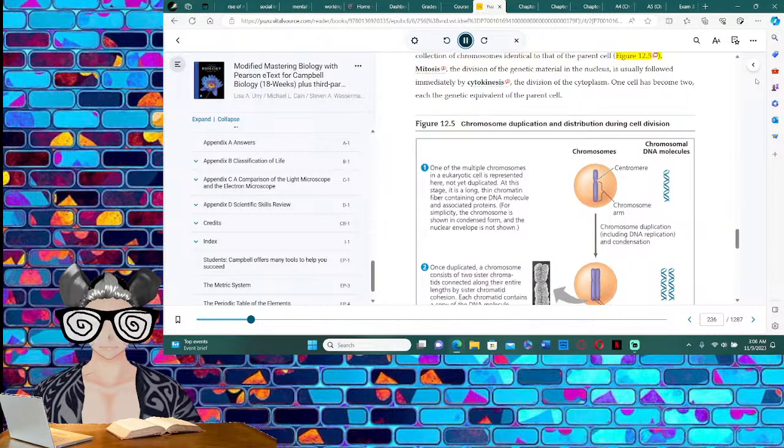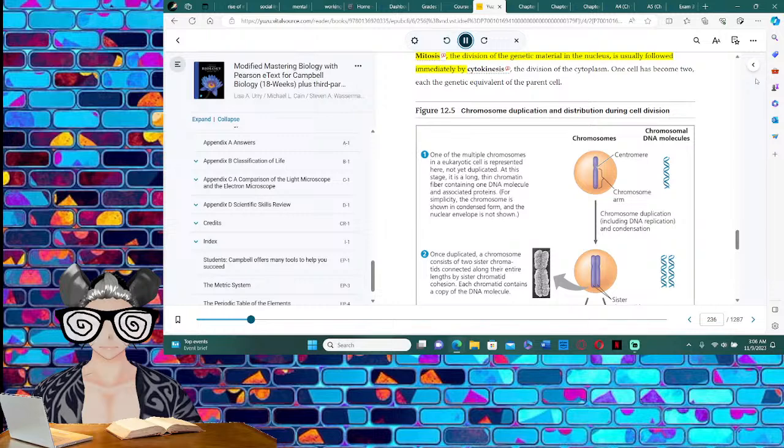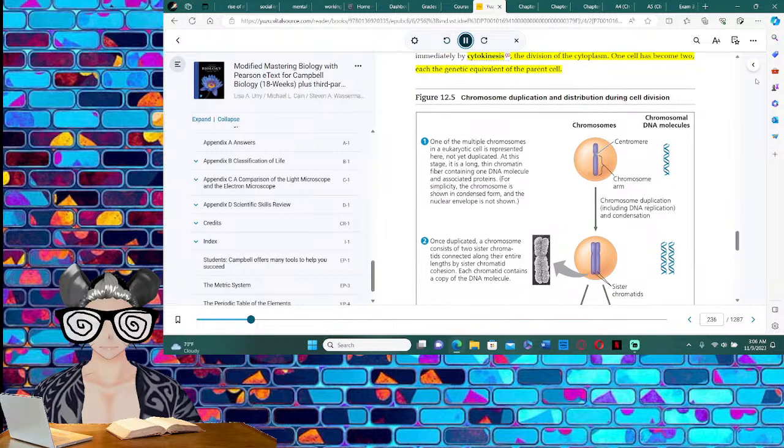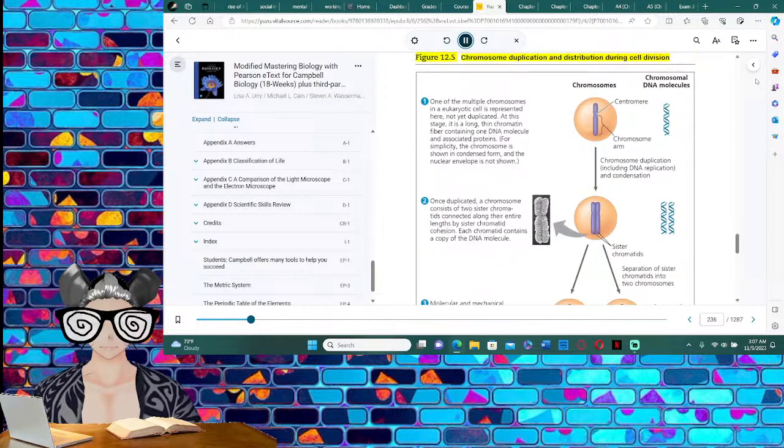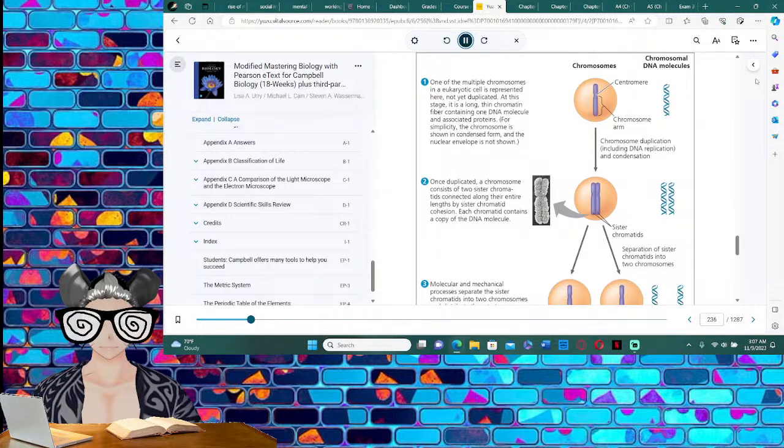Figure 12.5. Mitosis, the division of the genetic material in the nucleus, is usually followed immediately by cytokinesis, the division of the cytoplasm. One cell has become two, each the genetic equivalent of the parent cell. Figure 12.5 Chromosome duplication and distribution during cell division. One of the multiple chromosomes in a eukaryotic cell, shown here in condensed form, not yet duplicated. Normally it would be a long, thin chromatin fiber containing one DNA molecule and proteins.